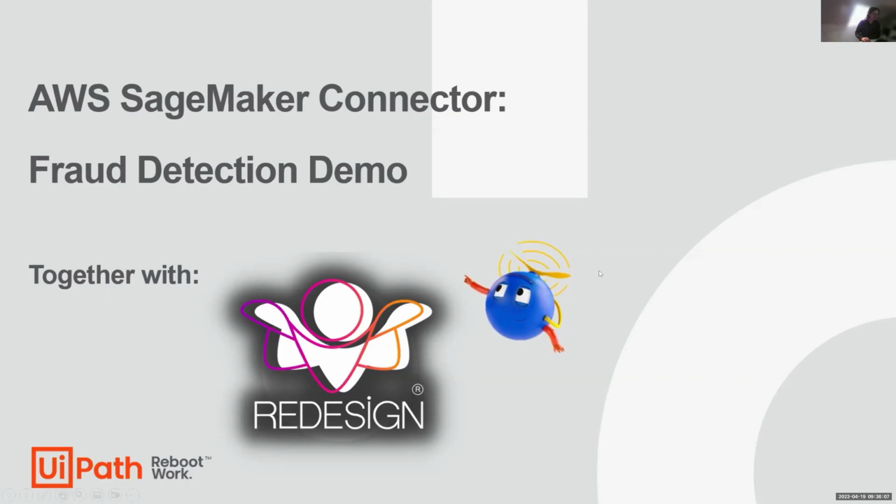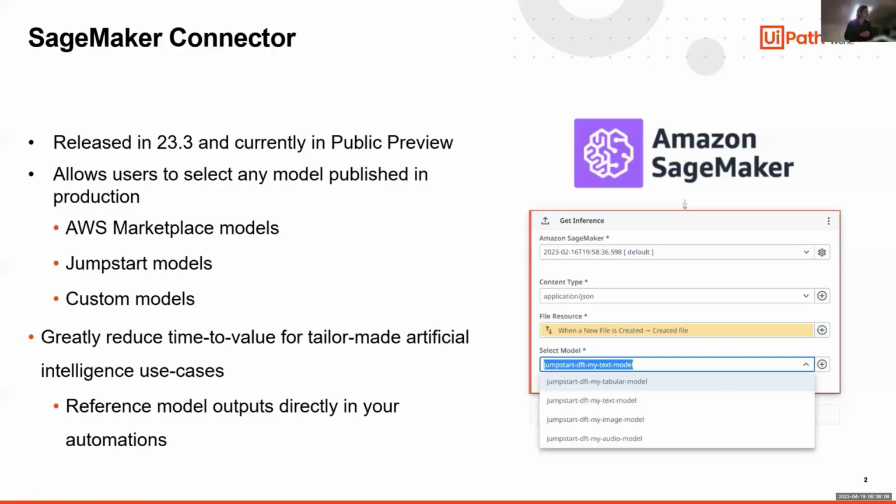Just in terms of setting the stage for them, we've talked about this release before. This isn't brand new, right? This came out in March and is currently in public preview. As you'll see on the right side here with this screenshot, that should look pretty familiar in terms of the UI, right? So this is available in Studio Web as well. We could just as easily run this demo through Studio Web, but today we're going to be doing Studio Desktop.